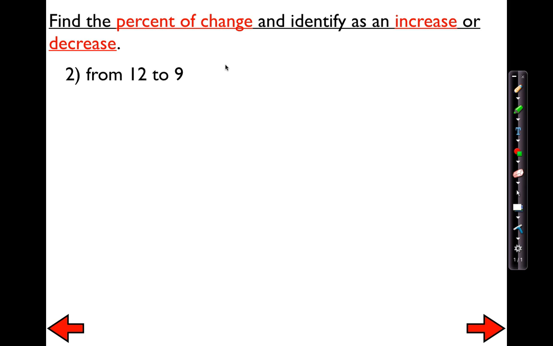Okay, so now from 12 to 9. Immediately I'm going to say this is a percent decrease because the values went down. So using the proportion, I'm going to set it up as n over 100 equals the amount of change. It went from 12 to 9, so that changed by 3. And the original was a 12.